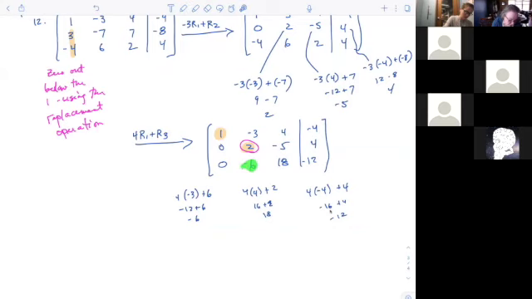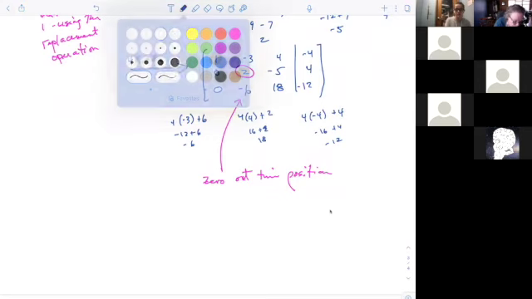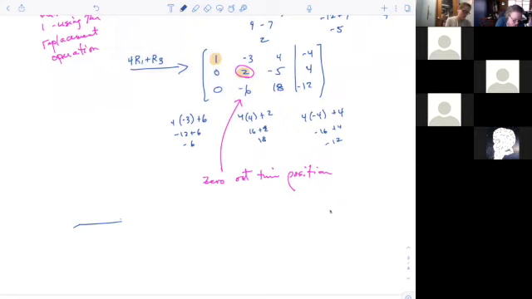So we want to zero out here, so that we'd have a leading entry here, zero out underneath, leading entry here, zero out underneath. That's what we want to do. So we want to zero out right here. Zero out this position. All right, so what row operation do we need to do for that? 3 times row 2 plus row 3.